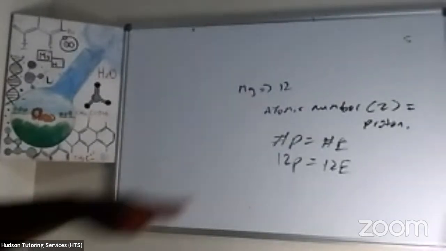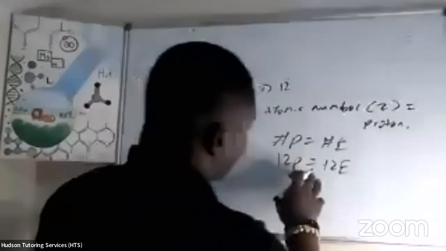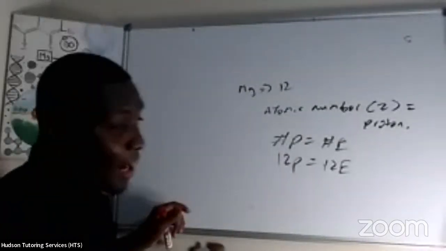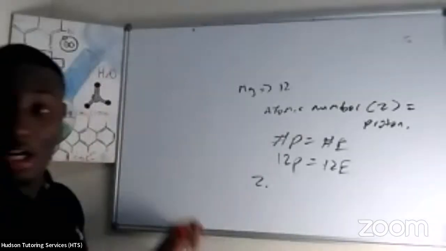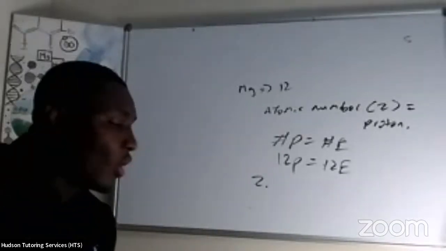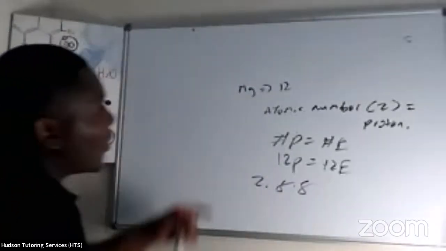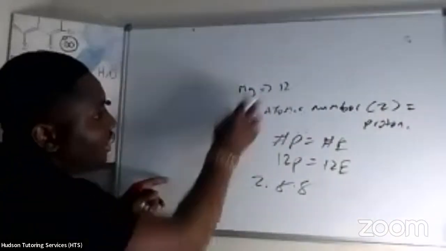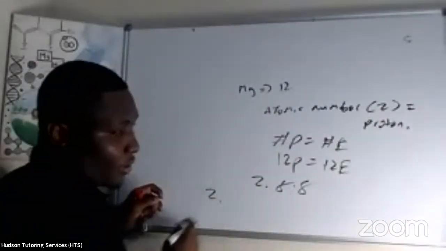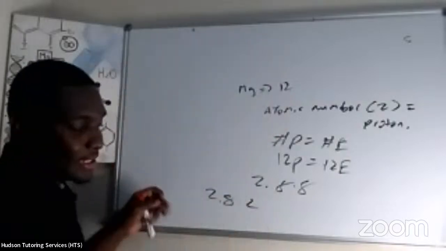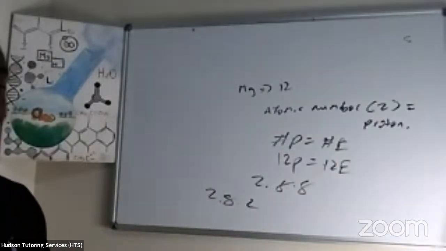The octet rule teaches us how to do this. What we need to do is distribute electrons. The octet rule says the first shell can hold a maximum of 2. The second shell will hold a maximum of 8. The third shell, 8. Now, it's 12 electrons using the octet rule. So we distribute the first 2, then the next 8. 2 plus 8 gives us 10, so the remainder is 2. So, of course, the electronic configuration is 2,8,2.